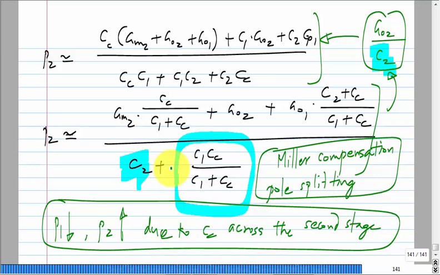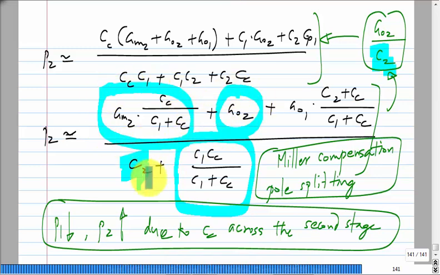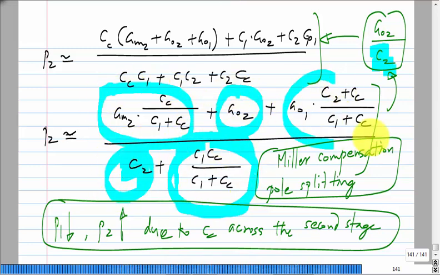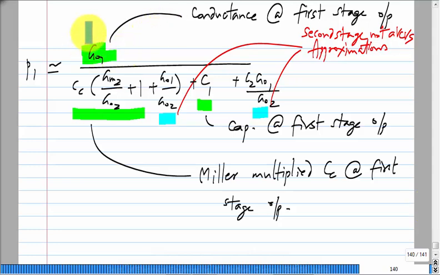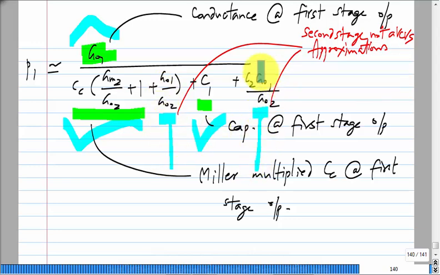Before we go there, is there any physical interpretation for each of these terms? This one, this one, this one, maybe this one also. Earlier we did do that, right? So, GO1 was the conductance at the output of the first stage. This was the Miller multiplied capacitor and this is simply the capacitor that is there at the first stage. Of course, this one and this one we did not have any particular physical interpretation, but that is okay. At least most of the stuff we are able to account for.